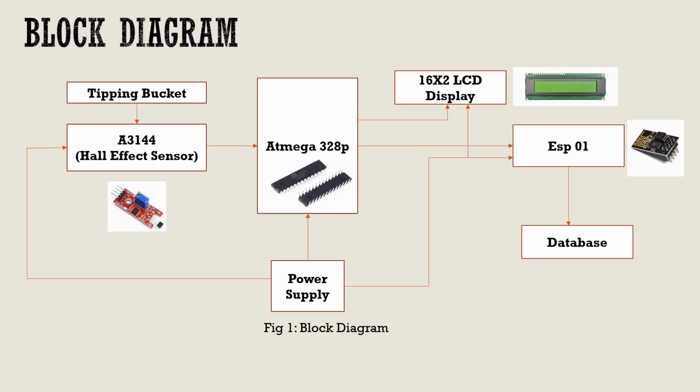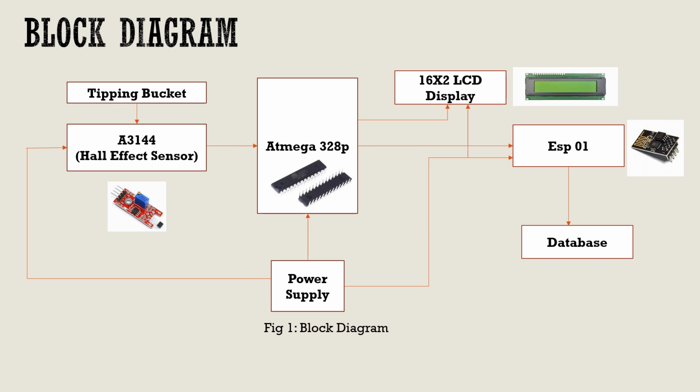Next is the block diagram of our project. So the central part of our block diagram is the Atmega 328P, which would be our microcontroller. A Hall effect sensor module is connected to the Atmega. To the Hall effect sensor is the mechanical side that is connected, that would be the tipping bucket mechanism. The power supply is connected to all the necessary power needing circuits.